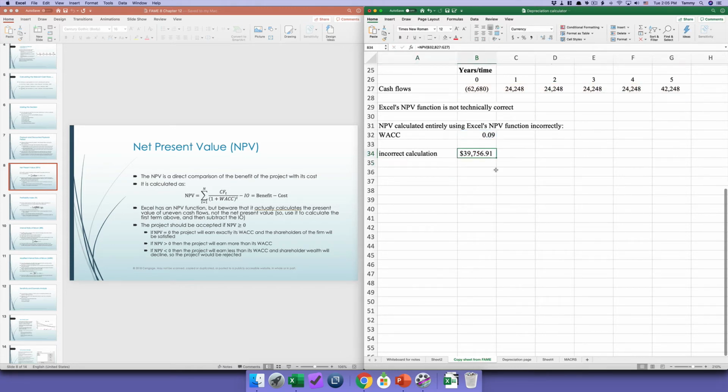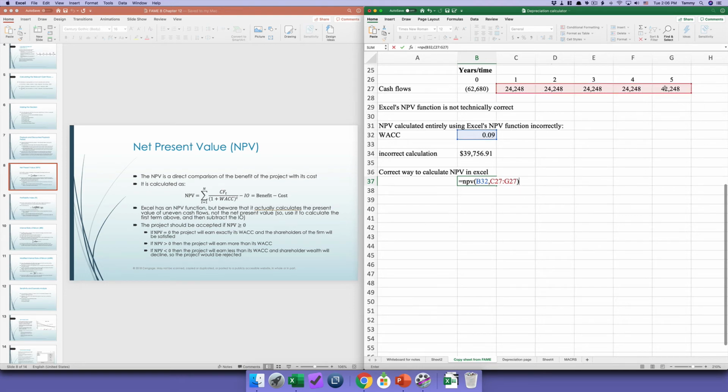And it gives us 39,756. The correct way to calculate NPV in Excel is you take the NPV of those numbers further out. Oops, I'm sorry, I need to put the rate in. The NPV of the rate, using the rate, and then of the numbers beginning in year 0.